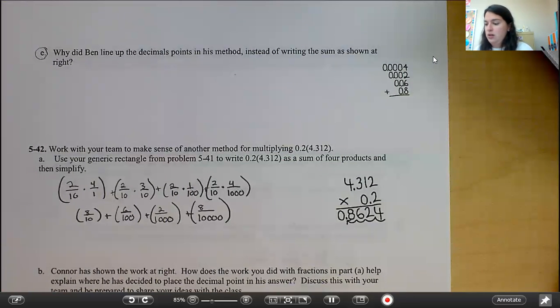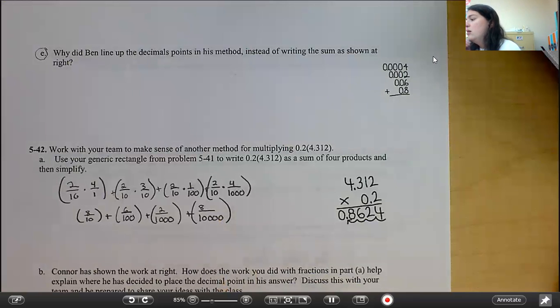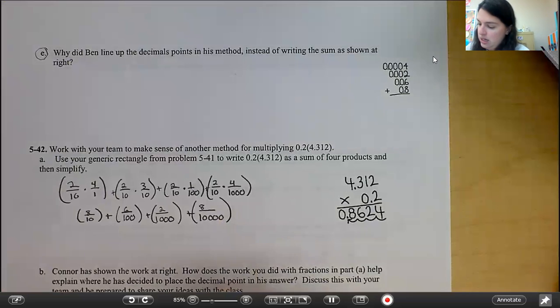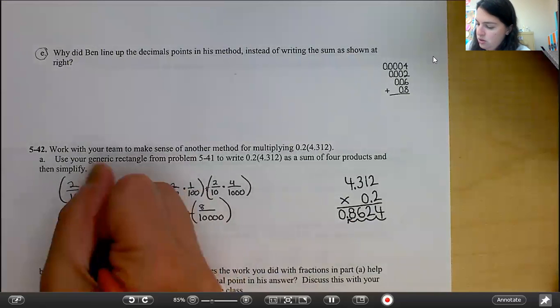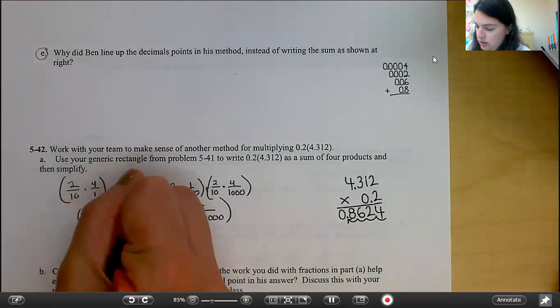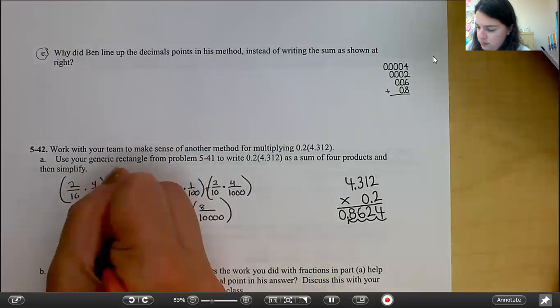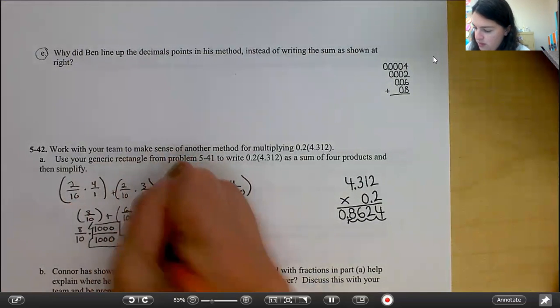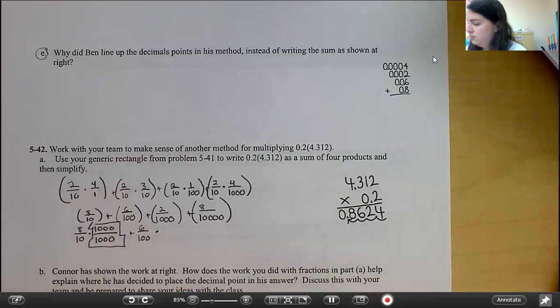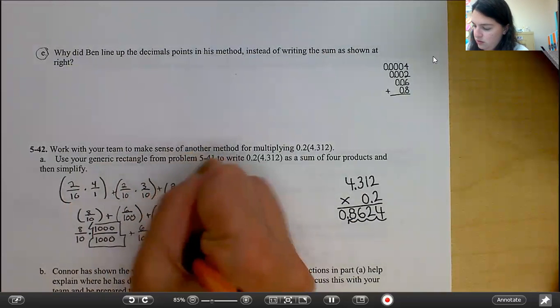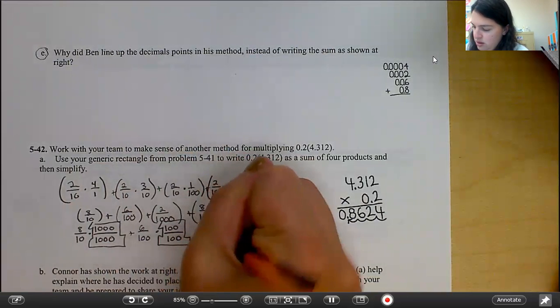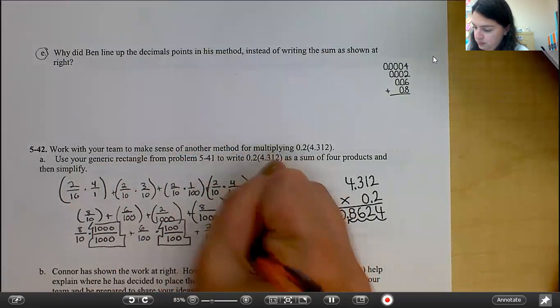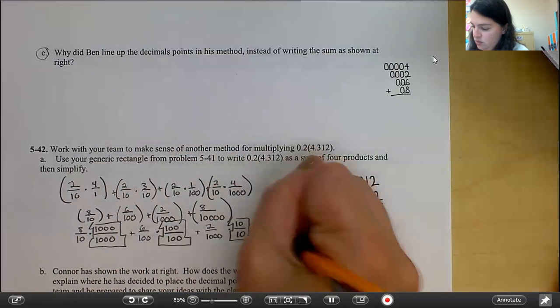Now we need a common denominator. Well, our common denominator is 10,000 here. So we need to do 8/10 times 1,000 over 1,000, plus 6/100 times 100 over 100, plus 2/1,000 times 10 over 10, plus 8/10,000.